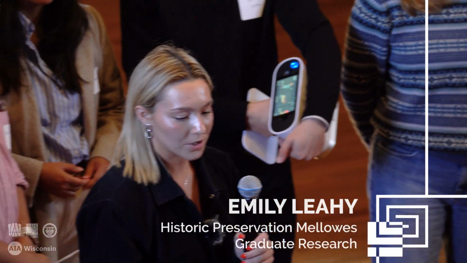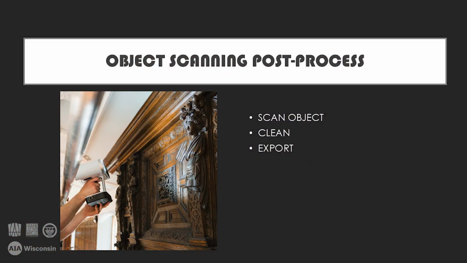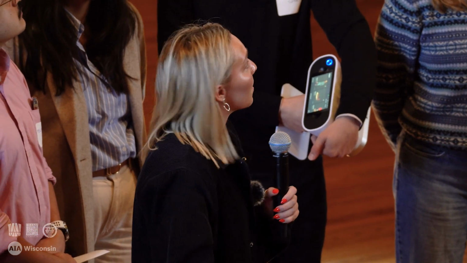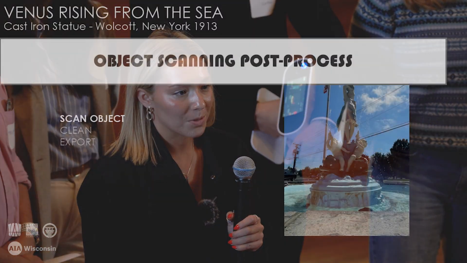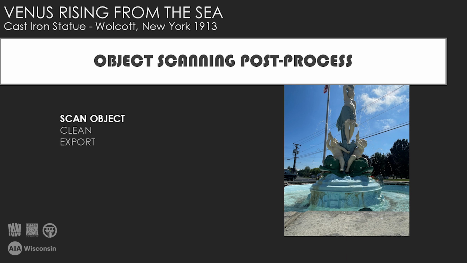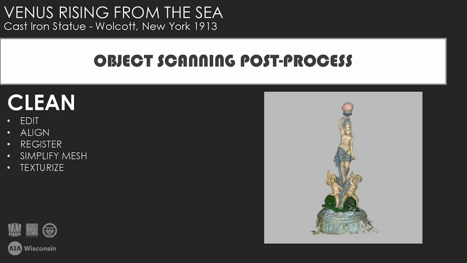To go into more depth about the post-processing structure of using the Artec Leo, there are three simple steps in a way: scan the object, clean it, and export it. It sounds really easy, and it kind of is when you get to doing it a lot. In this example, I'm going to go through the process using the Venus rising from the sea. This is also inspired by Kendall. We actually went out and scanned this object this summer, and then we went through the process of cleaning it.